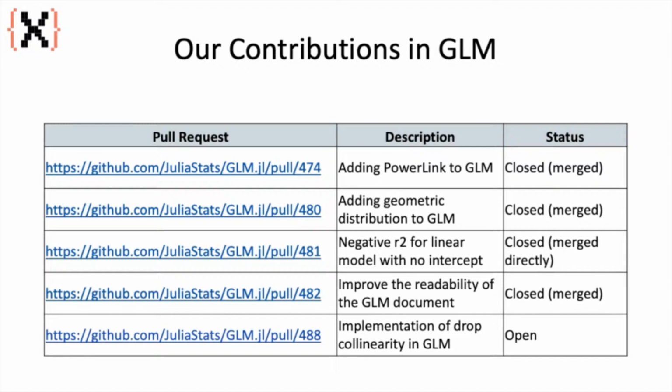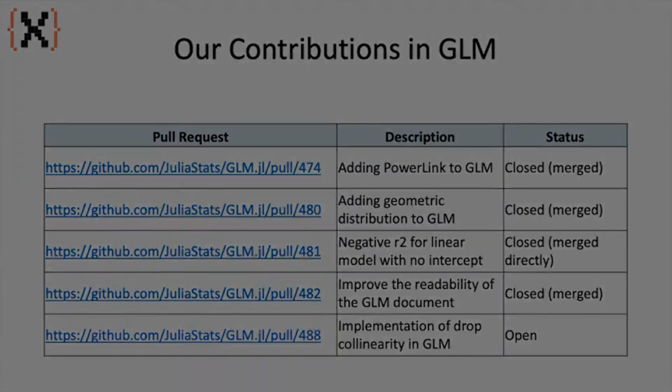The following are our contributions to Julia GLM. We have added the power link function and the geometric distribution. We have corrected some functionalities in GLM for models with no intercept so that it produces correct metrics like R squared. We have also tried to improve the readability of the GLM documentation. Right now, multicollinearity is handled only in the LM function using the keyword argument dropcollinear. Still, the GLM function throws an error if there is multicollinearity in the dataset. We have raised a pull request to incorporate the dropcollinear feature in the GLM function like the LM function.